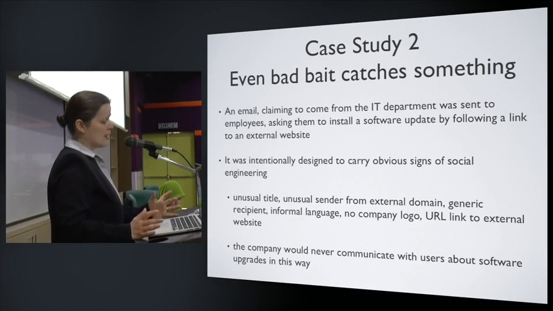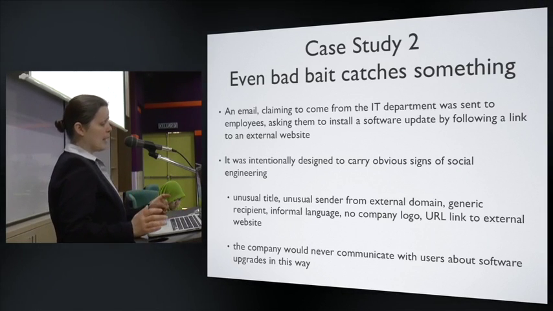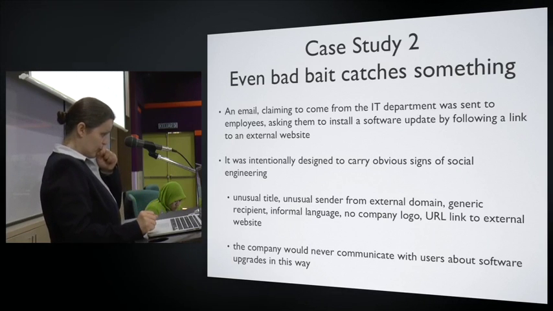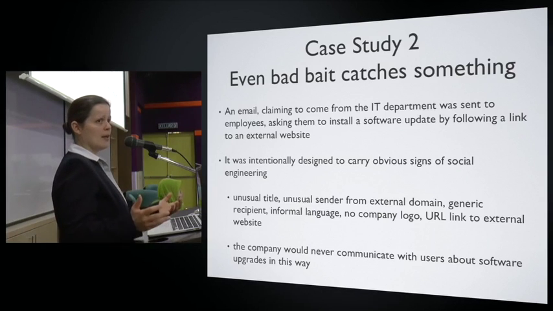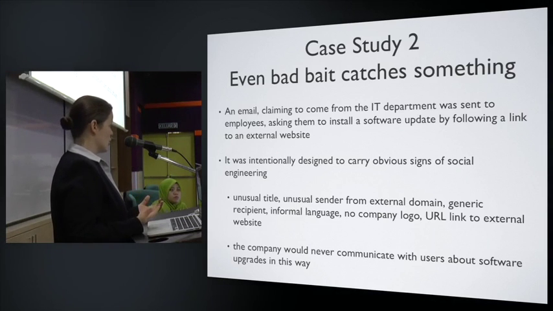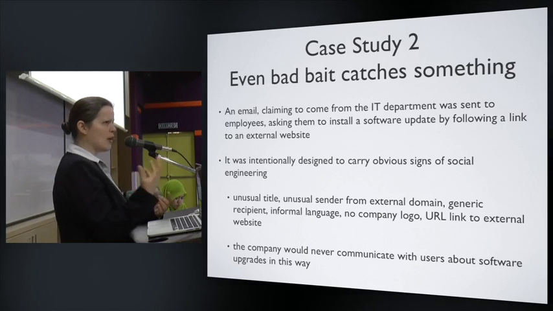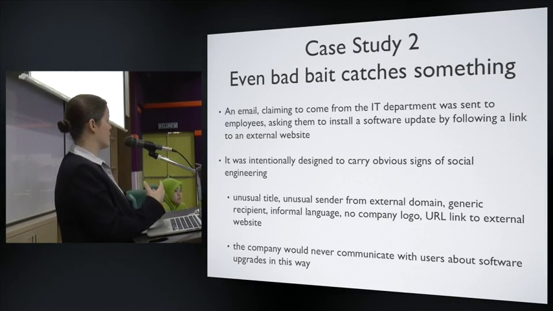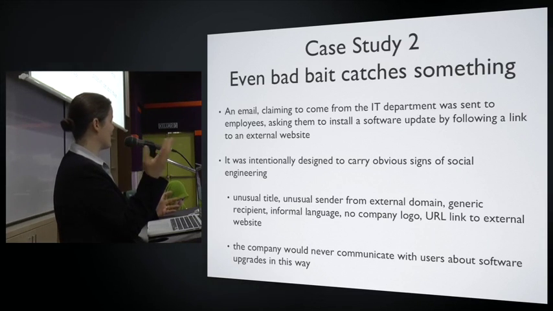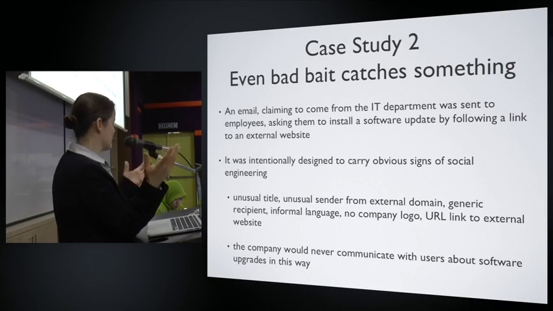So the study involved sending an email to all employees claiming to be from the IT department and asking them to install a software update by following a link to an external website. Now, because we wanted to test the behavior of the employees, we had to make it really obvious that it was a social engineering attack. The email was badly written and it contained a lot of errors. Also, the website that it directed users to was really badly designed. It looked very unprofessional. And so, to somebody, it would scream out, you know, this isn't right, okay?